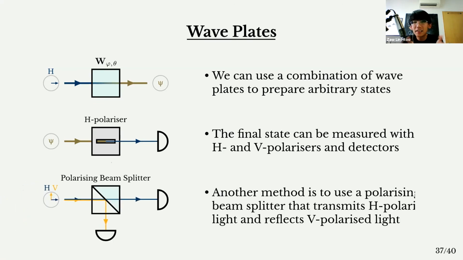Or another method we can use is that if we have birefringent material and we make it like a prism, two prisms actually, we can make something called a polarizing beam splitter. These are beam splitters that only transmit horizontally polarized light and reflect vertically polarized light. If you use this and you have two detectors on either side, and I give you any state, I can measure what the H component is and what the V component is.